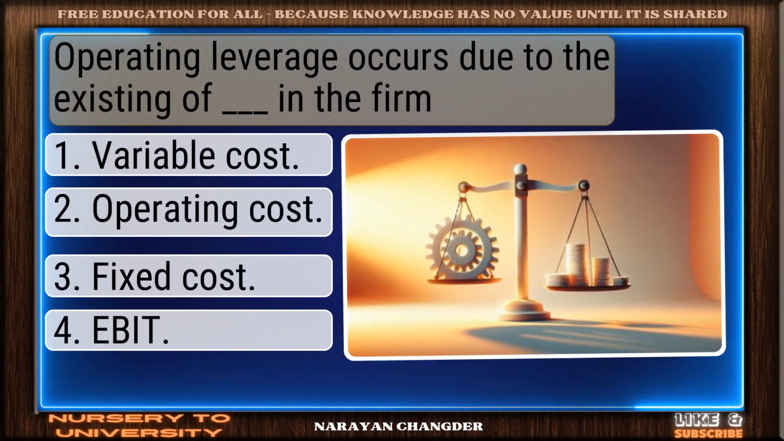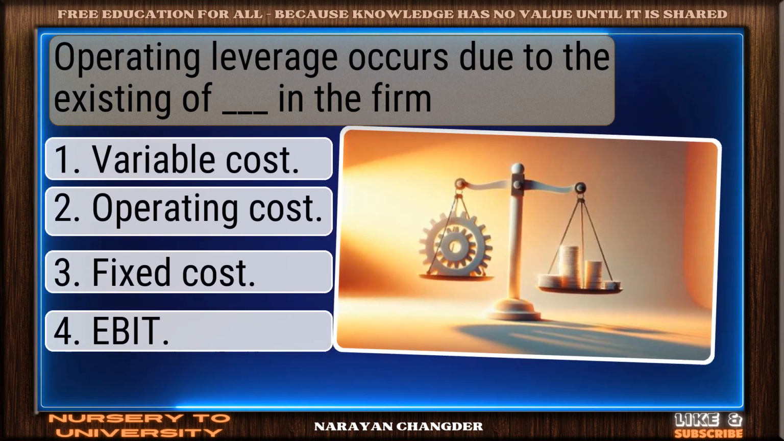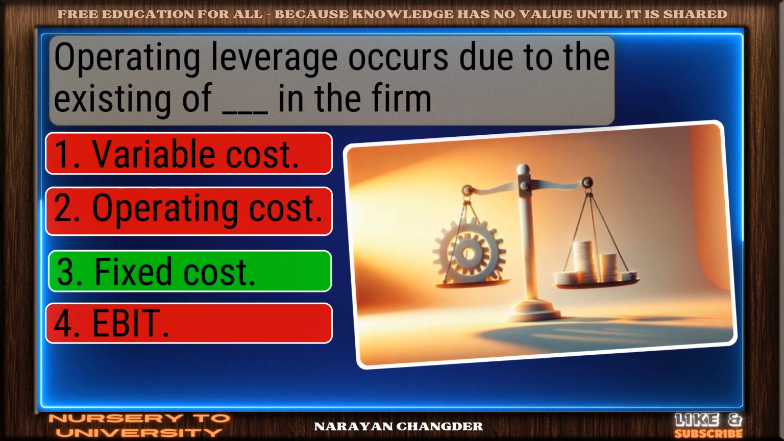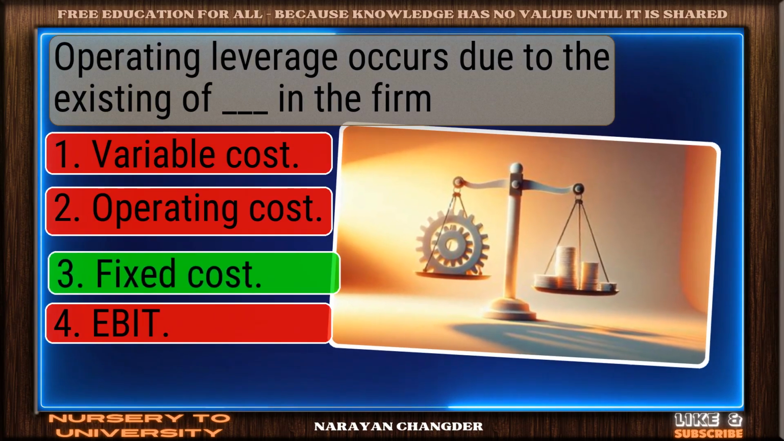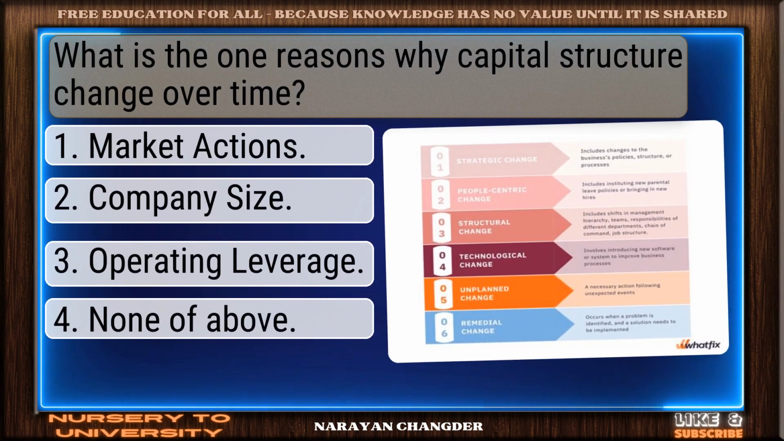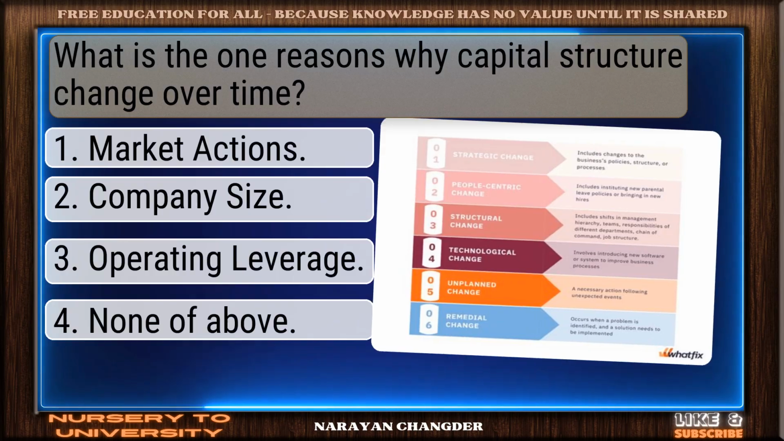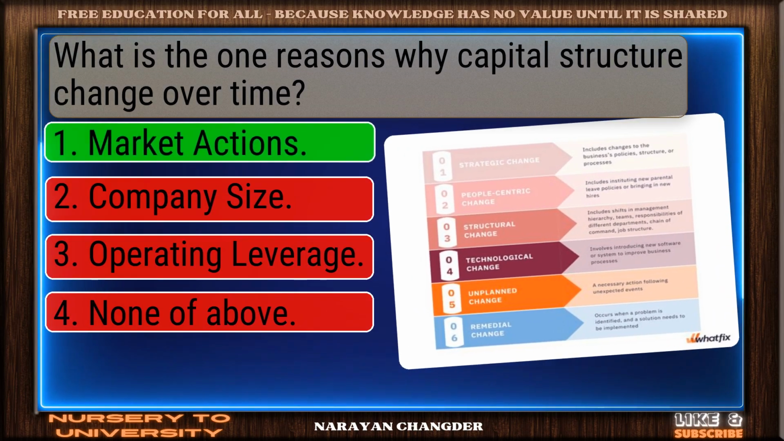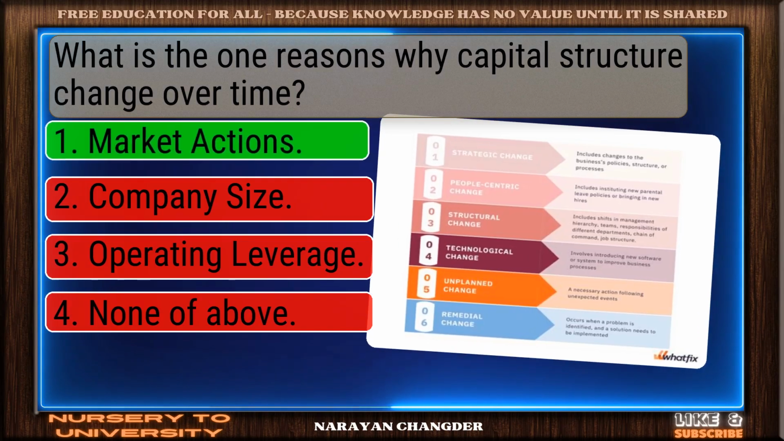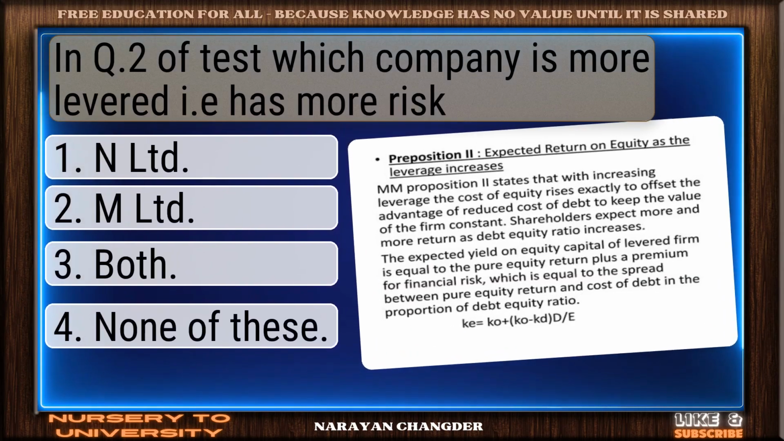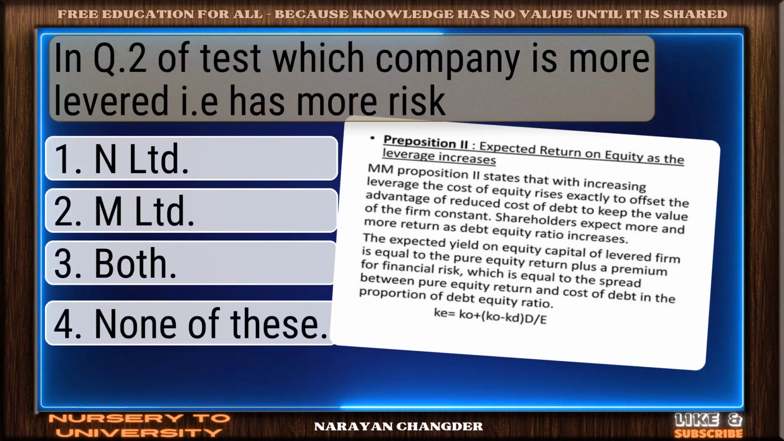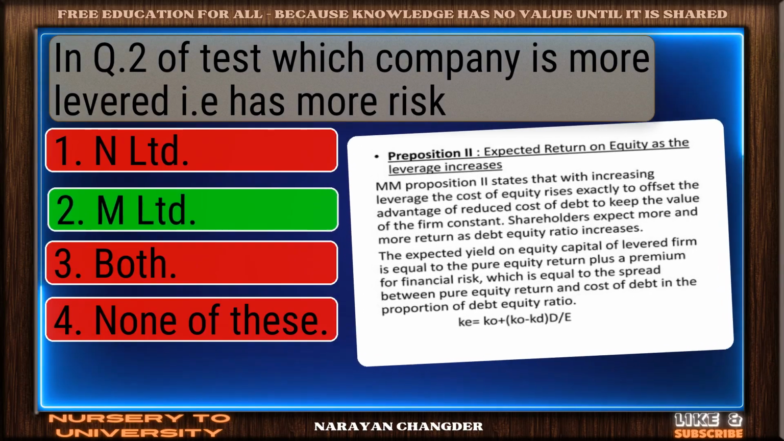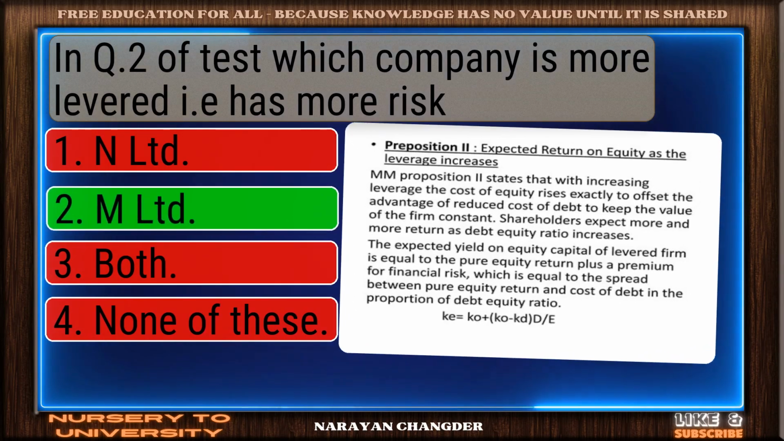Operating leverage occurs due to the existence of dash in the firm. Bravo! Fixed cost is the answer. What is one reason why capital structure changes over time? You chose market actions, and it is correct. In Q.2 of test, which company is more levered, i.e. has more risk? Excellent. Emart is a brilliant choice.